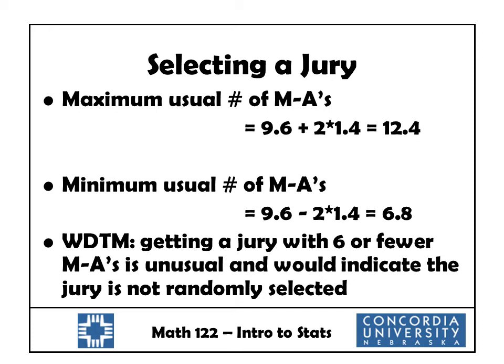Now, in the previous section, we did an example using the rare event rule, where we concluded that a jury with 6 Mexican Americans is indeed unusual. That is an unusually low number of Mexican Americans. Here, the range rule of thumb just confirms that conclusion.